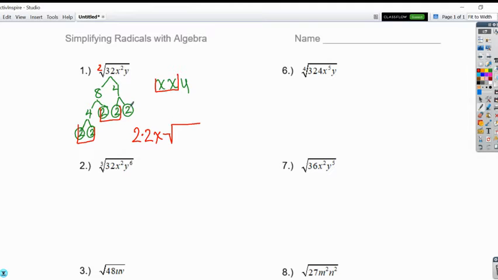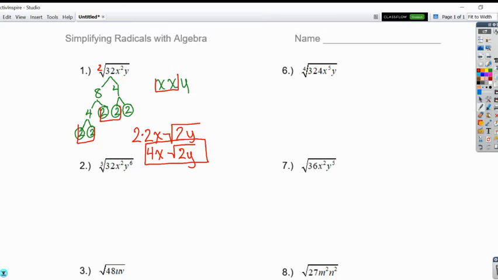Our 2 that hasn't been used is going to stay inside, as well as that y that wasn't utilized stays inside. And now we simplify, multiply together anything that we can outside. That's going to be 4x, and multiply together any values you can underneath the radical. That'll remain a 2y. So you're talking 4x times the square root of 2y.